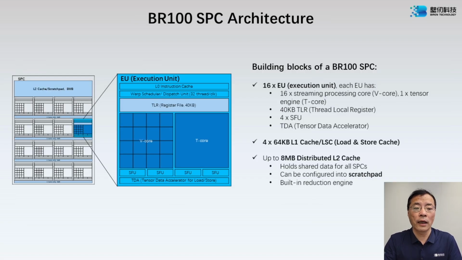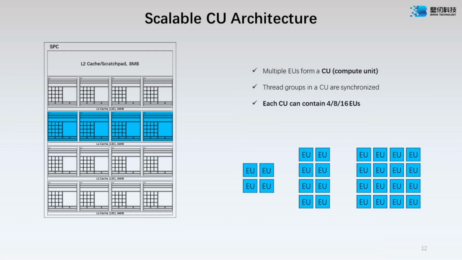Take a closer look at the BR100 streaming processor cluster, SPC. Each SPC contains 16 EUs and 16 tensor cores. The tensor core in each SPC can deliver 32 teraflops for BF16 format, 64 TOPS for INT8. The 8 MB SRAM nearby can be flexibly configured as global shared L2 cache and the scratch pad of the SPC. BR100 is a GPGPU. It can run general compute kernels.